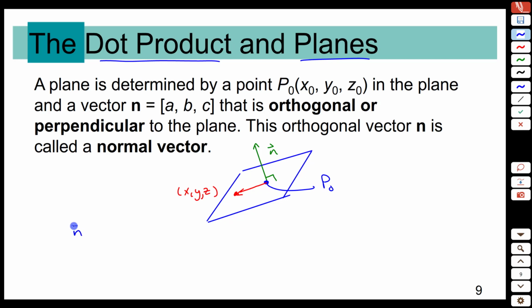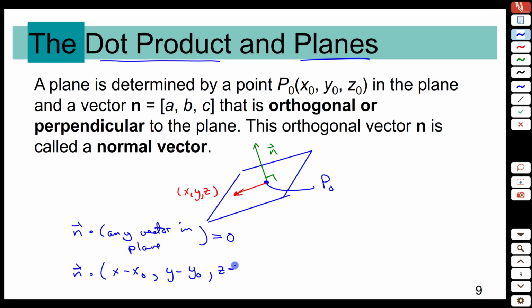What we have is that our n vector dotted with any vector in the plane has to equal 0, and we can then create the elements of that. The vector here is the point x minus P naught, which is x minus x naught, y minus y naught, and z minus z naught. That is our vector here. Let's call that v.